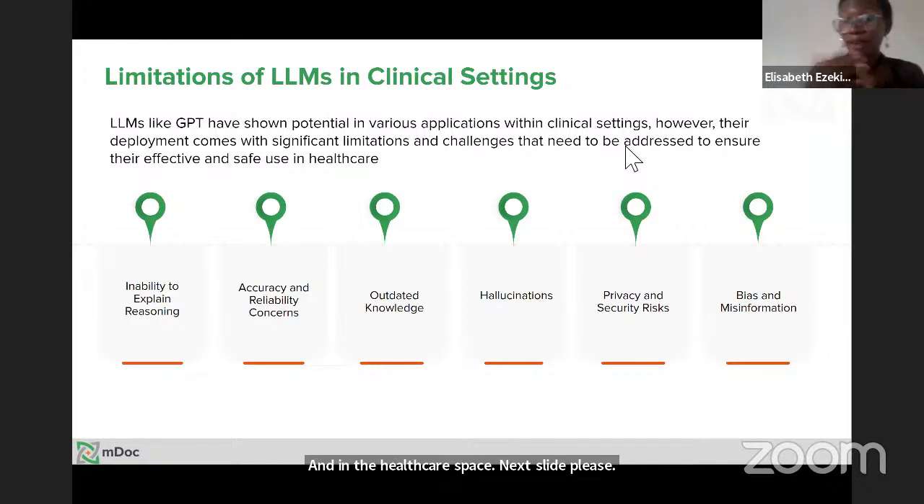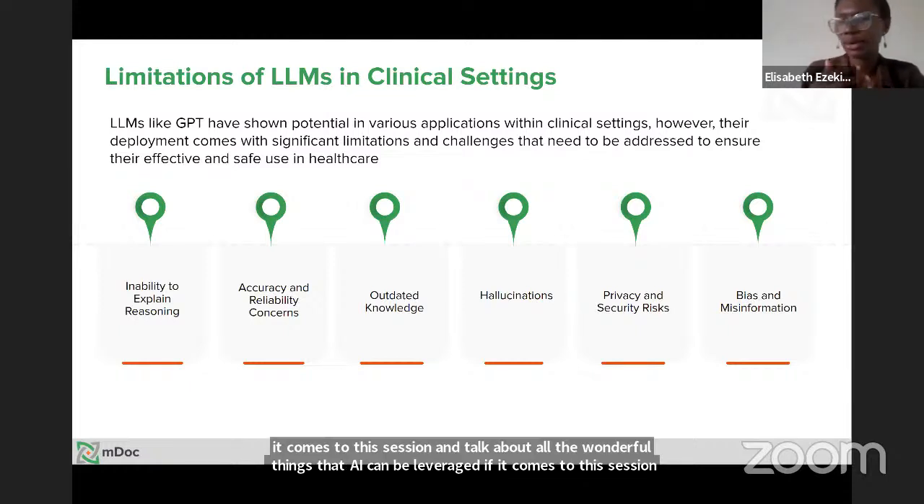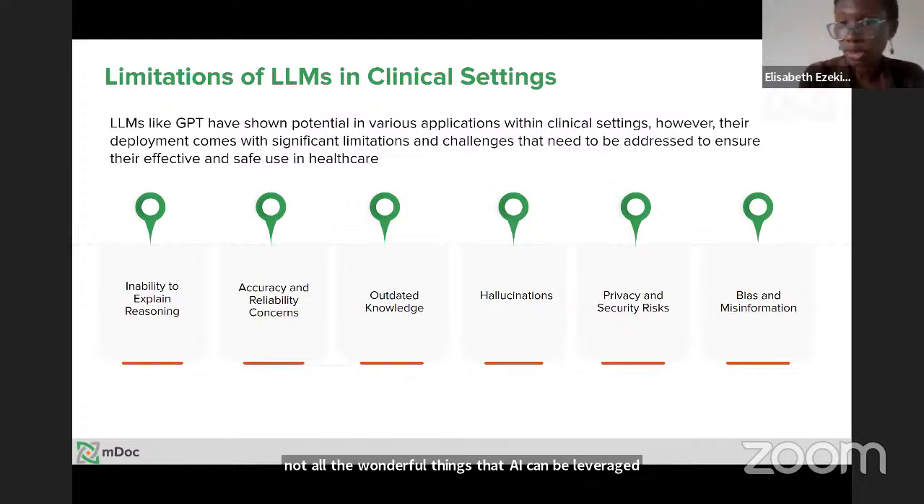So like I said earlier, it's very important that every healthcare worker has a foundational understanding of not just the promise, the possibilities, the potentials of AI, but also what are the risks, what are the challenges, what are the limitations. It would not be balanced if we come to this session and talk about all the wonderful things that AI can be leveraged for, and we do not also explore what are some of the limitations that AI or large language models can have or pose in clinical settings. So like we've said earlier, it's shown potential, but the utilization of these AI programs or machines comes with certain limitations and challenges that need to be addressed, right?